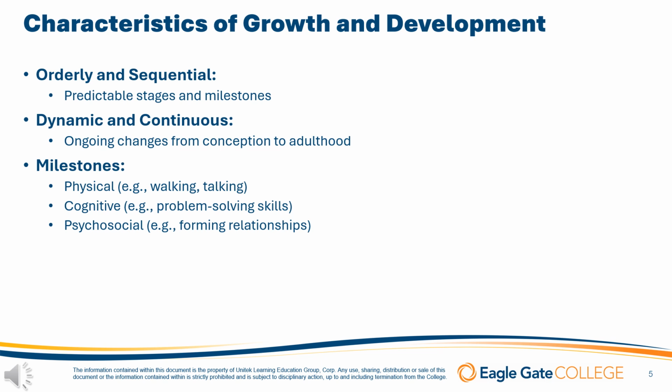For instance, from birth to adolescence, children undergo significant physical growth, such as increases in height and weight, as well as cognitive advancements like language acquisition and problem solving abilities. Psychosocial development, such as forming relationships and developing a sense of identity, also continues to evolve.